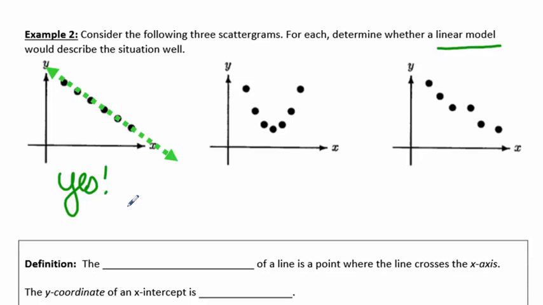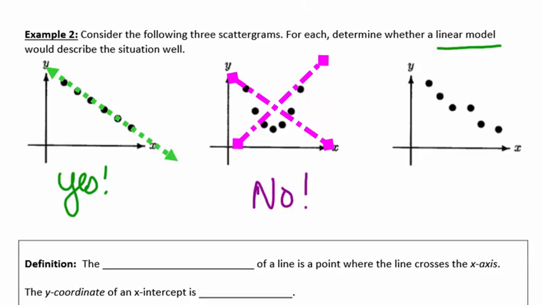So for the first one, a linear model definitely does fit the data well. If I consider the second graph and imagine drawing a line through the points, there's no line I'd be able to draw that's going to be able to come close to all of them. So that's going to be a no.